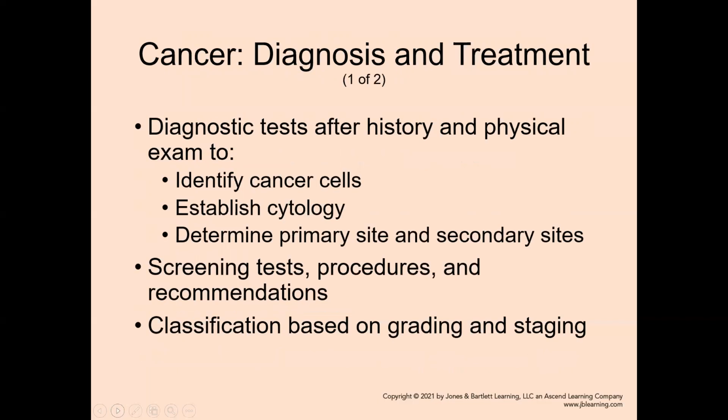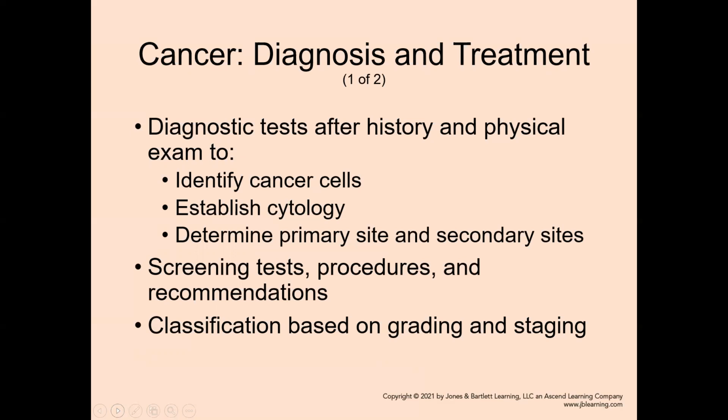So when we talk about diagnosis and treatment, the key is really prevention, and the diagnostic tests. After you perform a complete history and physical exam, you'll want to identify the cancer cells and establish cytology, which basically means you'll do a biopsy so the pathologist can look under the microscope to see exactly what kind of cells they are and what they look like. Because again, treatment plans will vary based on the kind of cells and where they are.